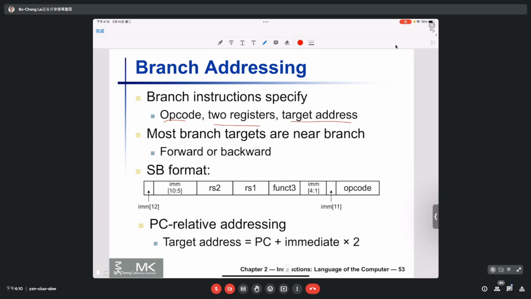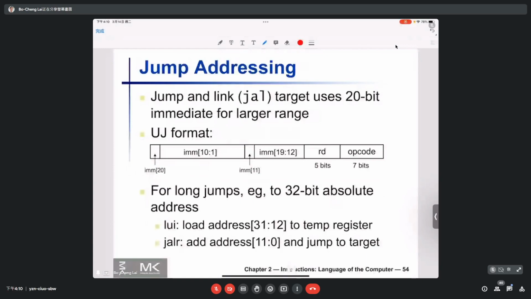So what do you do? You need a longer branch, or some people call it jump. In a different instruction format, you get 20 bits, so you can jump much farther, about plus or minus 2 to the 19th. So this UJ format gives you 20 bits of immediate for a larger range.